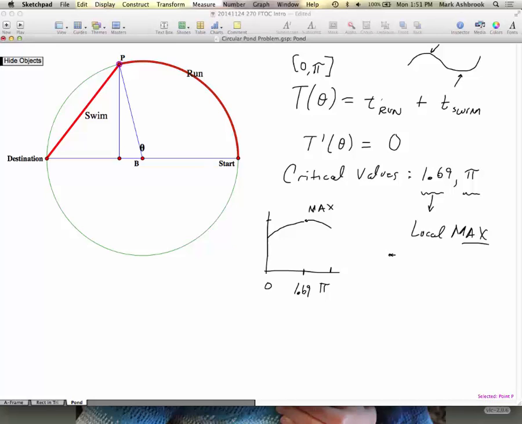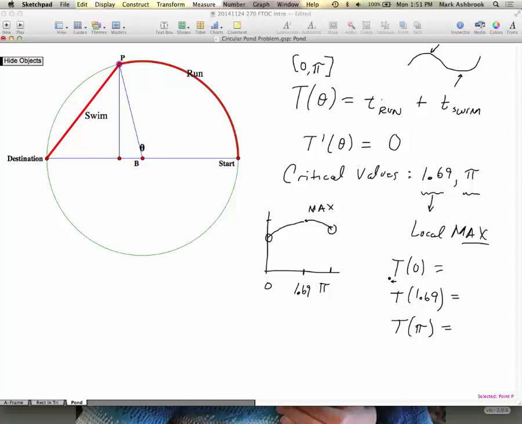So where is the minimum time going to occur if that's the case? It's either you run all of it or swim all of it. Right, it's got to be at one of these endpoints. If she wants the minimum amount of time, it doesn't occur at a local min. It occurs at the endpoints of the interval. That makes sense. So to test that, you're going to go to your time function and put in t of 0. You can put in t of 1.69 and then t of pi and test them out.